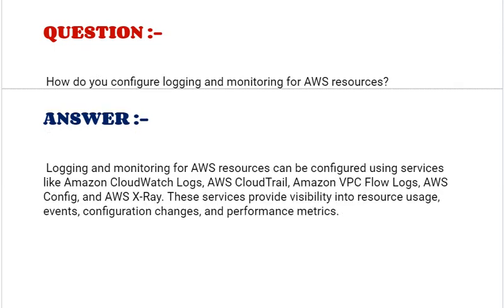Our next interview question is, how do you configure logging and monitoring for AWS resources? Your answer should be logging and monitoring for AWS resources can be configured using services like Amazon CloudWatch Logs, AWS CloudTrail, Amazon VPC Flow Logs, AWS Config, and AWS X-Ray. These services provide visibility into resource usage, events, configuration changes, and performance metrics.